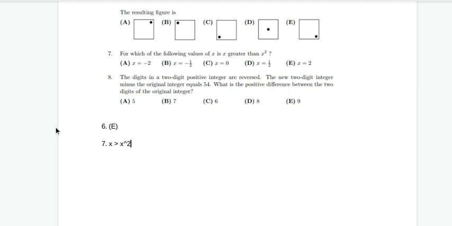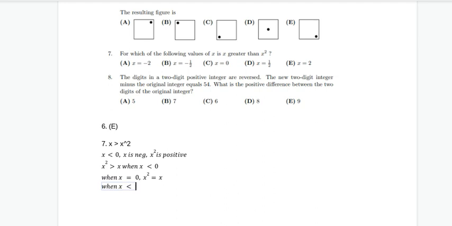First, let's consider the negative case, when x is less than 0. x is negative, and x squared is positive. So x squared is larger than x when x is less than 0. Now consider the second case, x equal to 0. x squared is equal to x, because 0 times 0 is equal to 0.